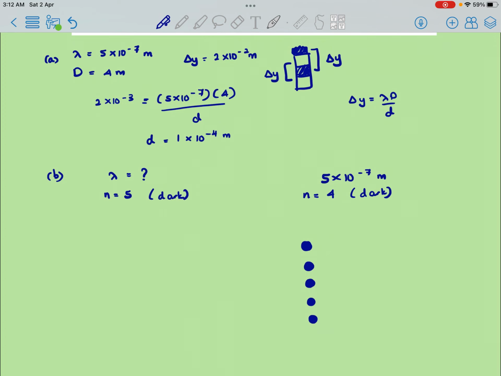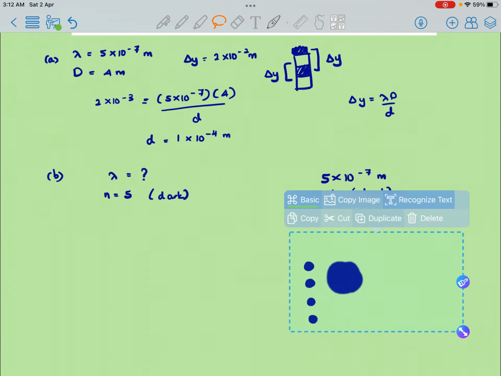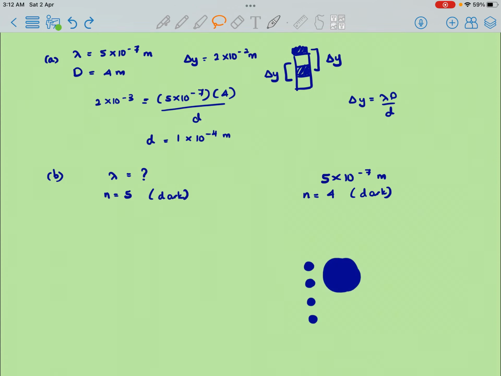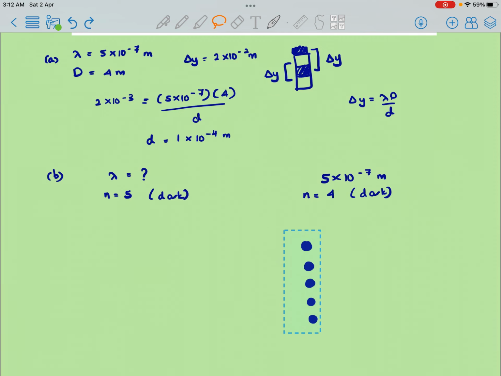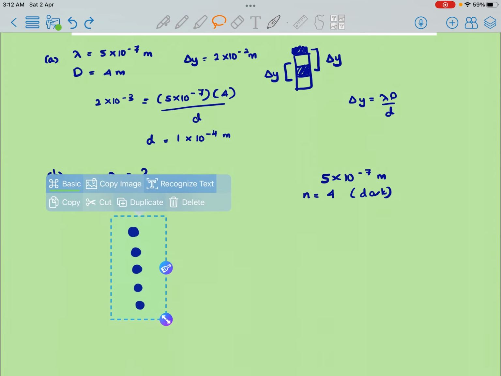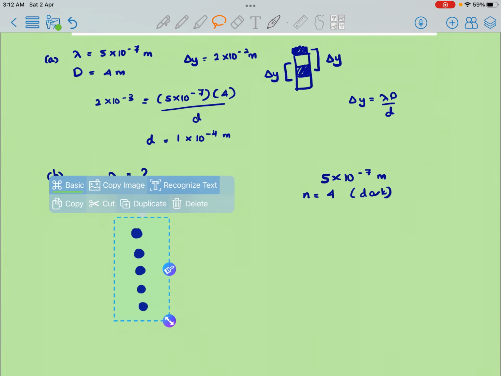Okay, let's say I'm going to draw it here. Sorry, it's my first time using this app, so I'm a bit blur. So let's say I'm drawing to do this one.